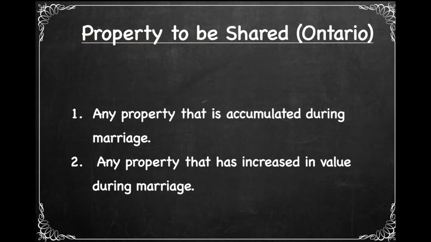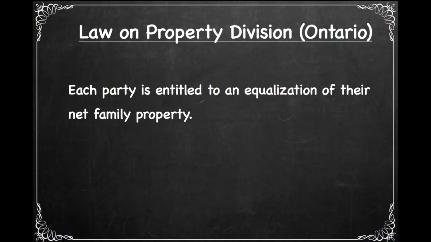But generally, and the reason why we are limiting it to Ontario is because the rule in Ontario is if a couple is married and they separate, okay, any property that's accumulated during the marriage or any property that is increased in value during the marriage is to be shared. And the way that is defined in the legislation in Ontario is that each party is entitled to an equalization of their net family properties.